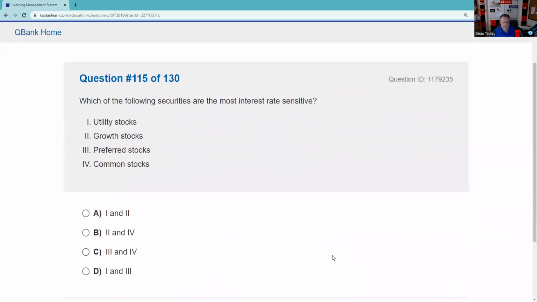Most interest rate sensitive? You should definitely know utility stocks are said to trade on equity. They have a small amount of equity, large amount of debt. So that debt would mean they're interest rate sensitive, and preferred stocks for sure. So 1 and 3.